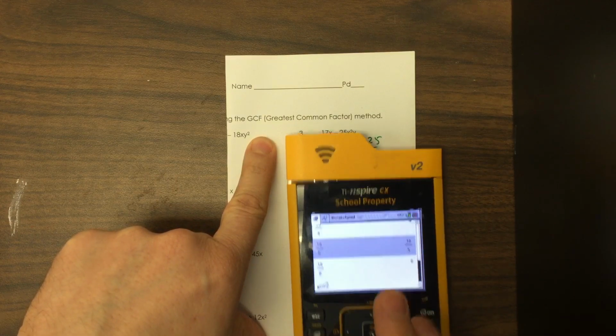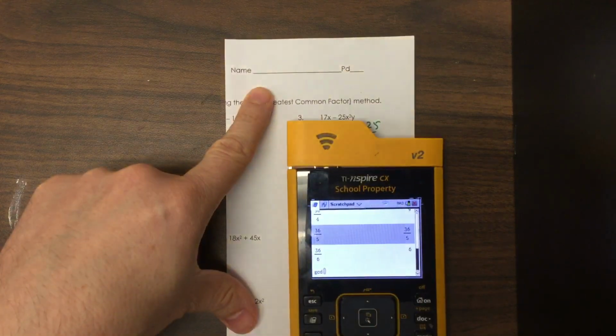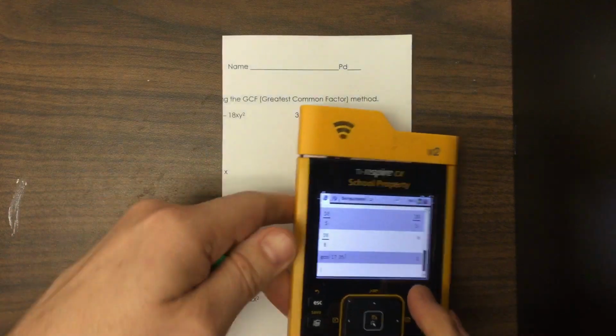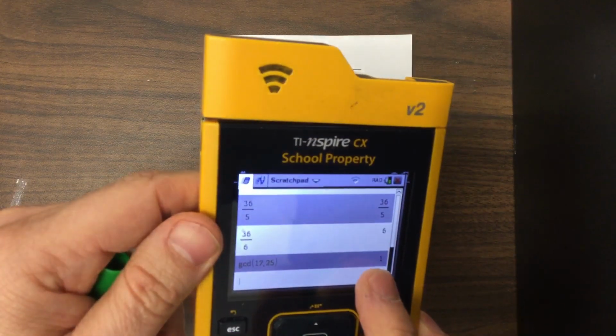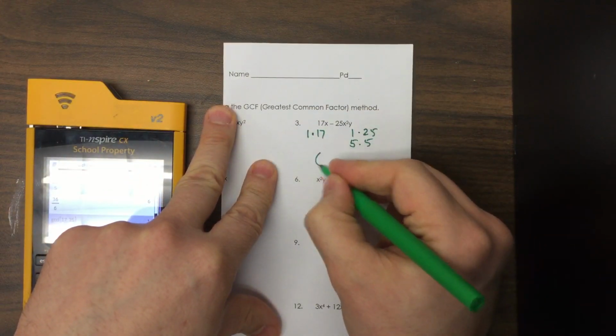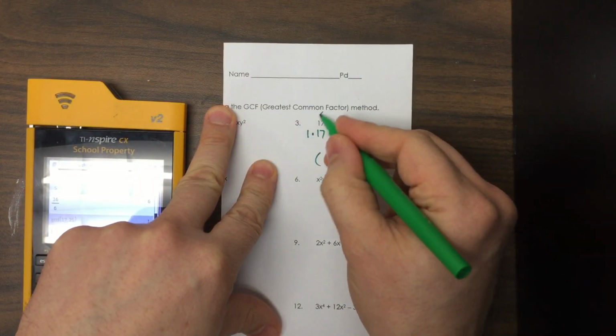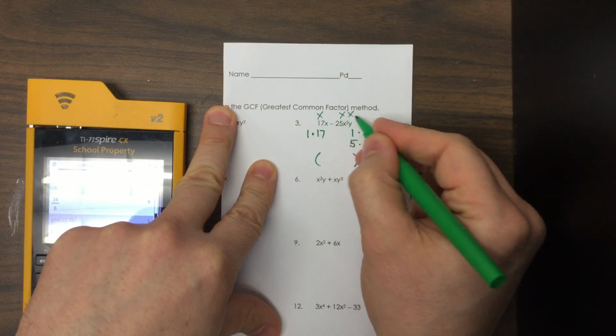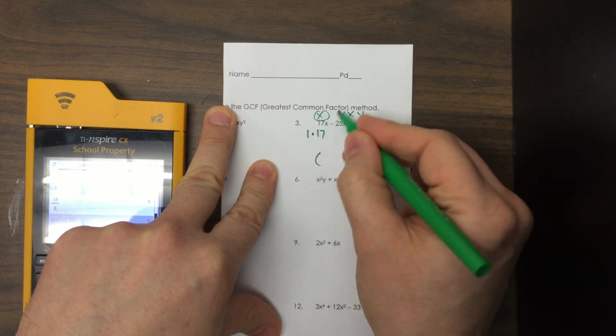So I put in my numbers, 17, and I put a comma, 25. It tells me the biggest number that goes in both is 1. So we can't pull out any numbers, really. What can we pull out? This one has 1 x. This one has 2 x's and a y. They share an x.